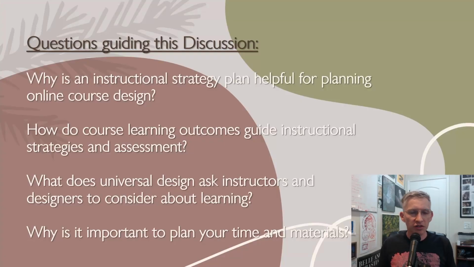I planned some guiding questions that you can be thinking about while we go through this discussion, like why is an instructional strategy plan helpful for planning online course design? How do course learning outcomes guide the instructional strategies and assessment processes? What does universal design ask instructors and designers to consider about how students learn? And why is it important to plan your time and materials?